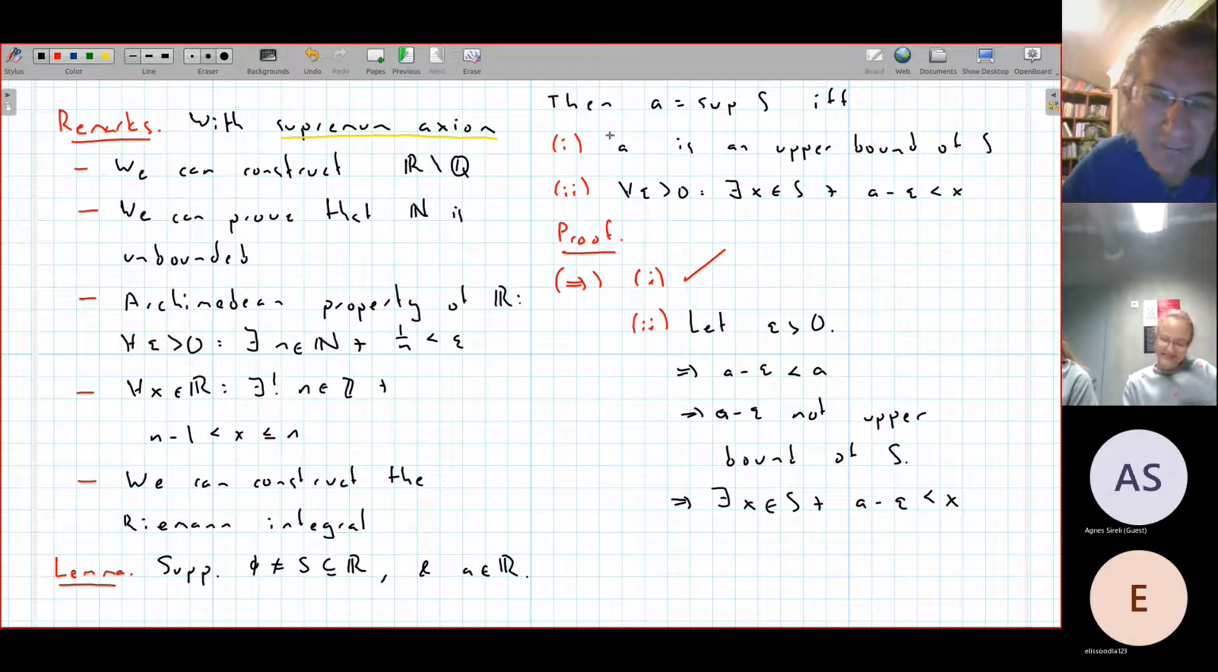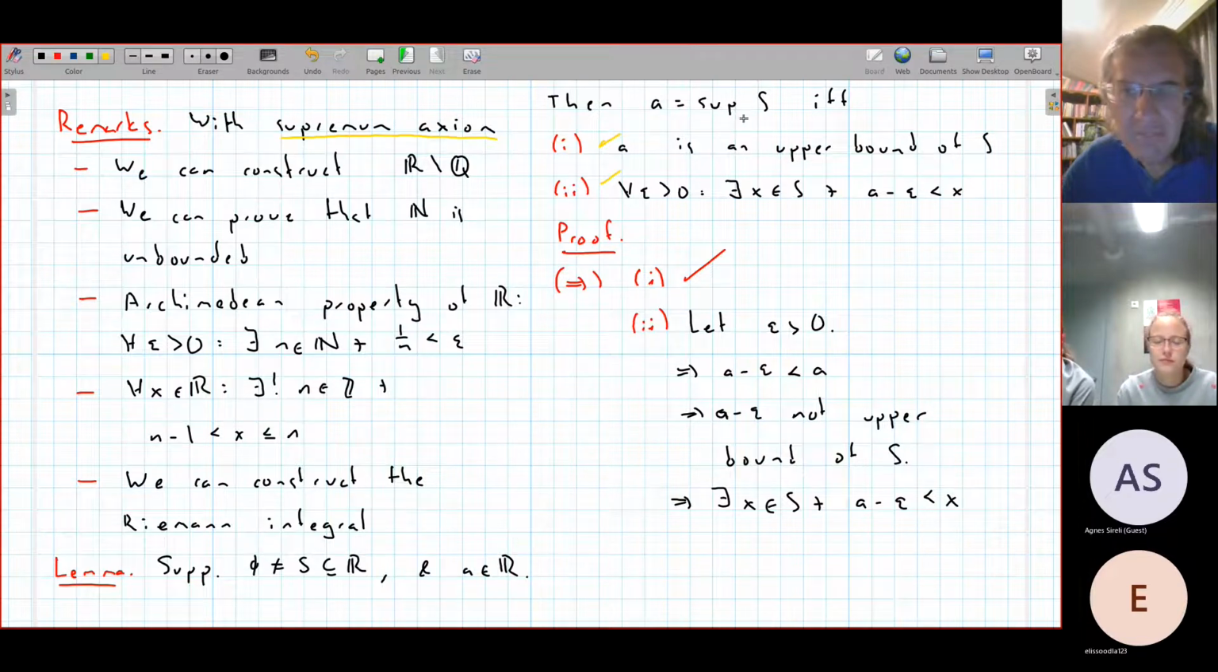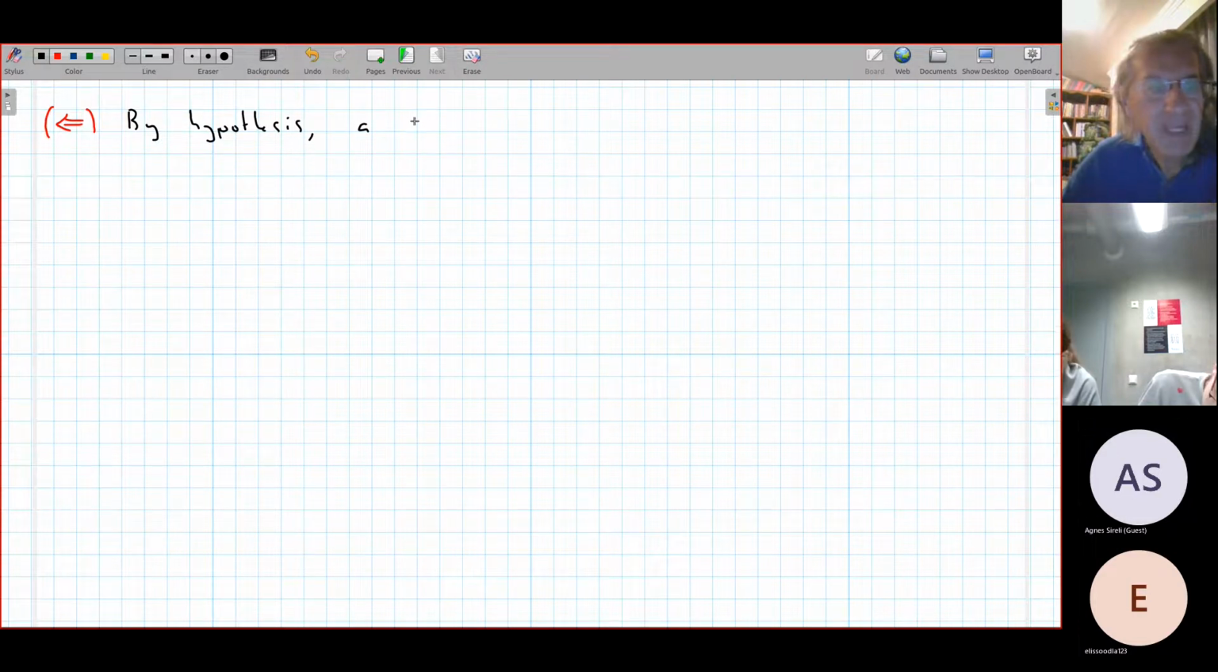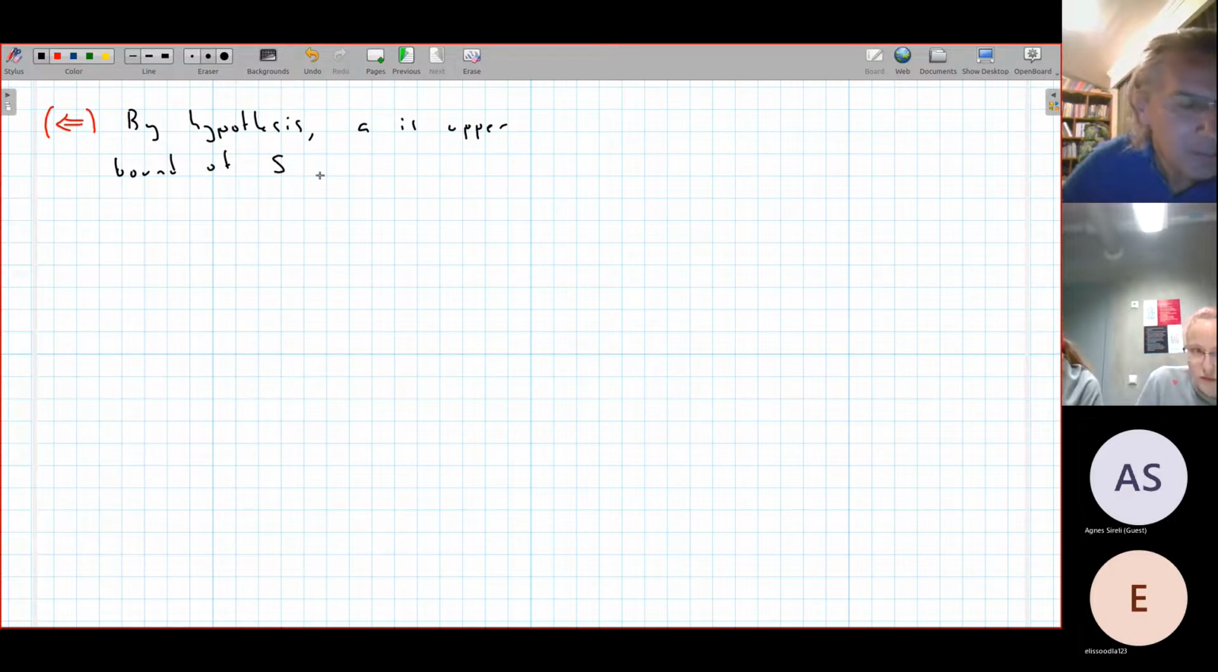So now we are going to do the converse. So we are going to suppose that these two properties are satisfied, and we have to prove that A is the supremum of S. So in other words, it's the least upper bound of S. Let's change the page. So, well, by hypothesis, A is an upper bound of S. We have to prove that it's the least upper bound.